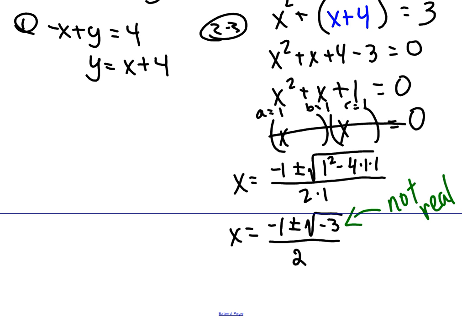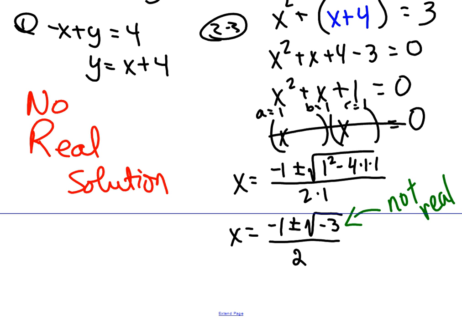If that's not real, remember the solution to this is where these two things intersect. It's a line and a curve. So if there's no real solution, then that means they don't intersect. So we'll write no real solution.